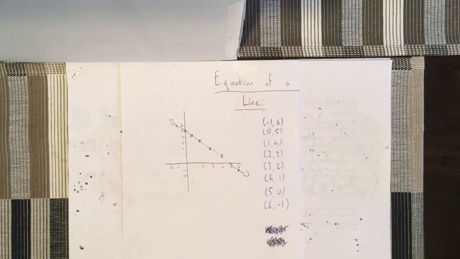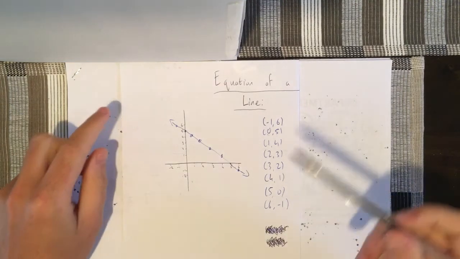All right, so I'm going to run through the equation of a line today. So just really quickly going to explain what the equation of a line is and then do two examples of the type of question you're going to be asked to do today anyway.